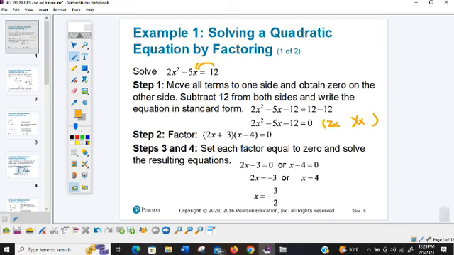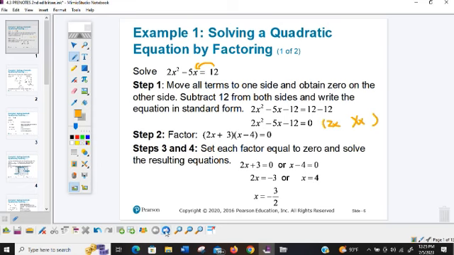Now steps 3 and 4, we set both factors equal to 0. So we do 2x plus 3 equals 0 and x minus 4 equals 0, and then we solve for x. Subtract 3 from both sides and you get 2x equals negative 3. Divide by 2 and we get negative 3 halves. Over here, add 4 to both sides, and we get x equals 4.